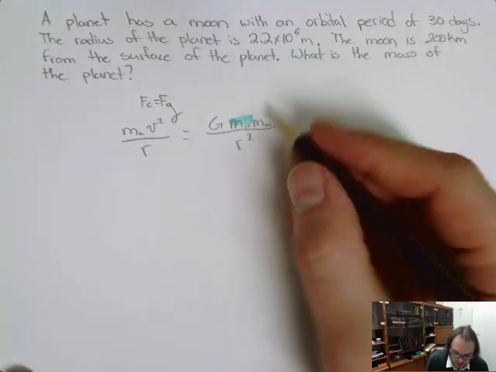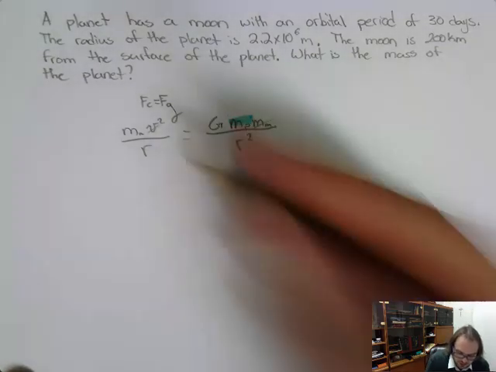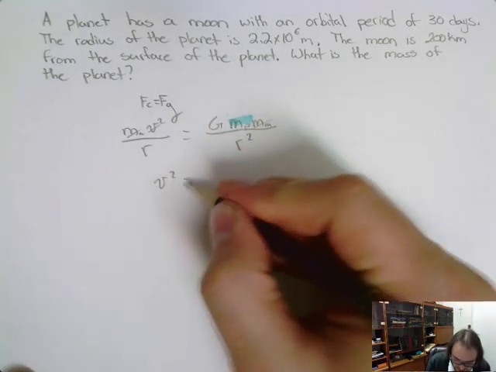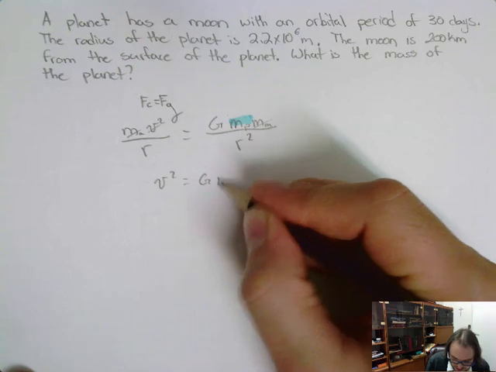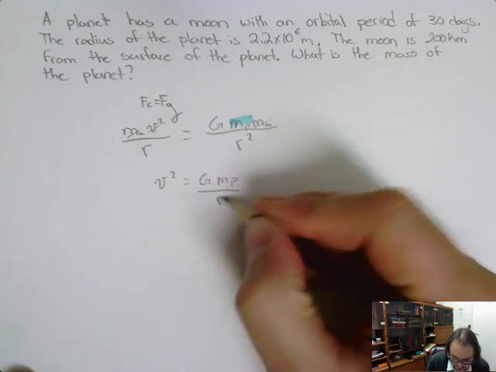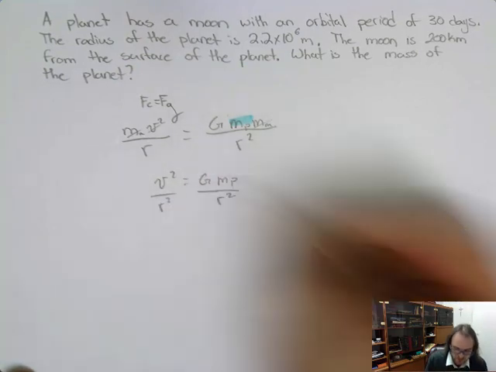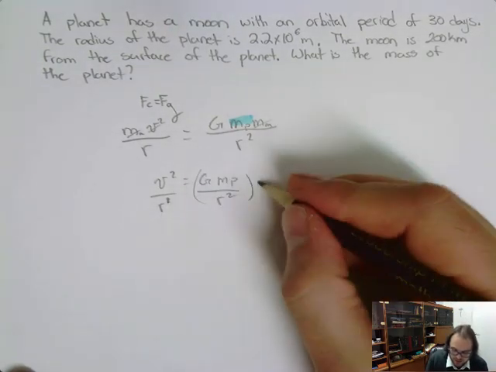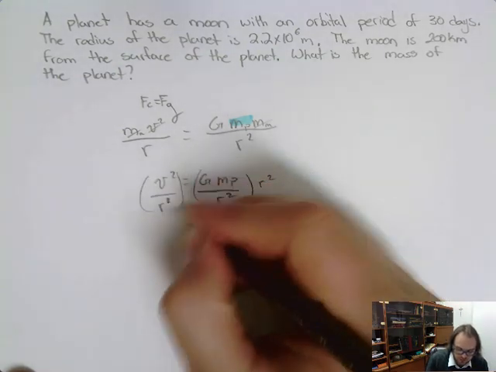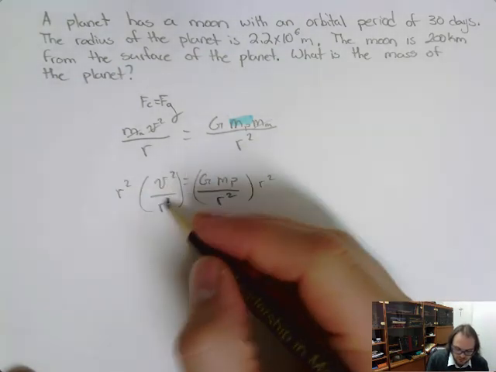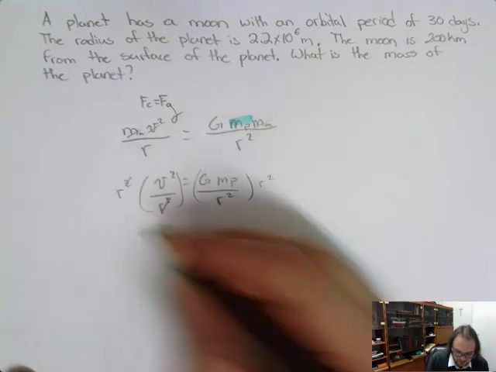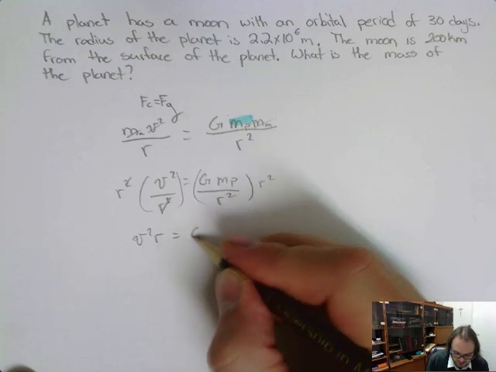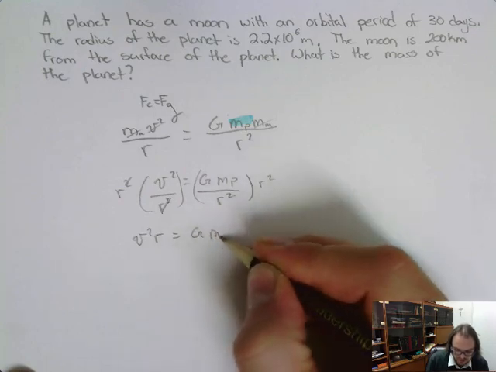First thing I'm going to do is, these divide each other. Now I have velocity squared is equal to my gravitational constant times the mass of the planet divided by radius squared. Now I'm going to multiply both sides by my radius squared. Then this cancels off, and I'm left with velocity squared times radius is equal to my gravitational constant times my mass of the planet.